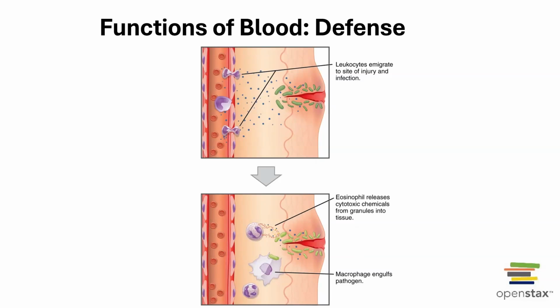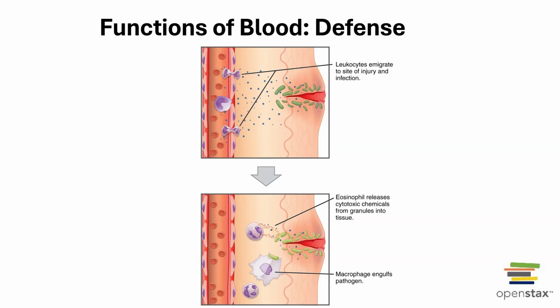Defense is another major function of blood. Leukocytes, or white blood cells, are responsible for defending the body against infection. These cells can leave the bloodstream and migrate into tissues in a process called emigration. For example, leukocytes can move into a wound to help defend against invading bacteria or other pathogens.